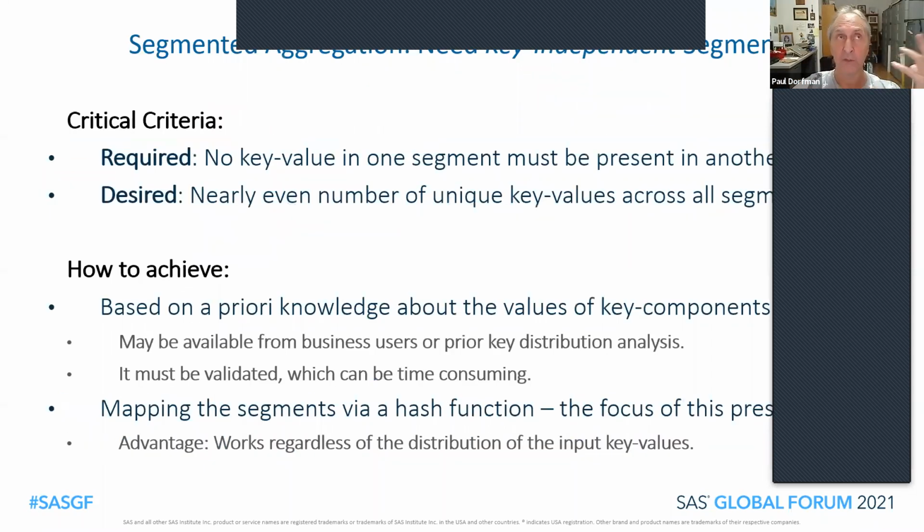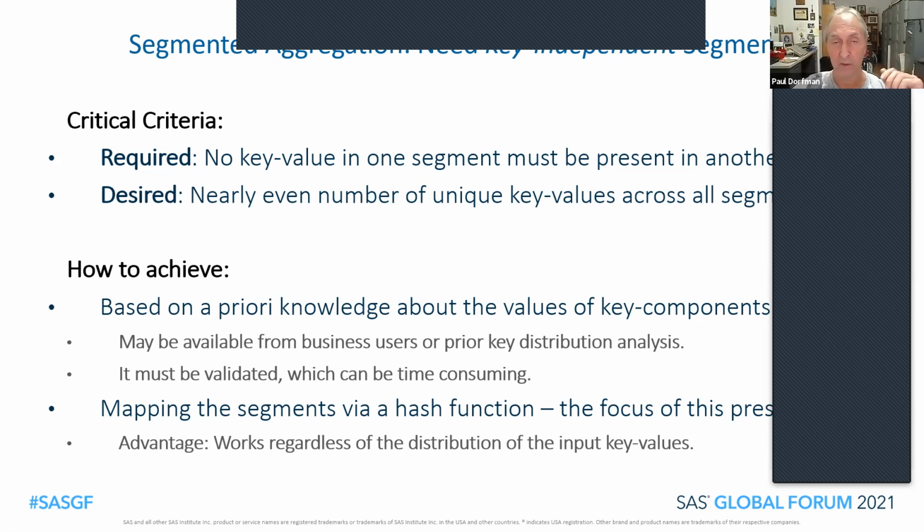When we try to do things this way, there are basically two critical criteria. My first criterion, which is absolutely required, is that we need to segregate the input in such chunks that no key value present in one segment must be present in any other segment. Otherwise, if we're dealing with a sum, we'll have to resummarize. That is possible at the end.